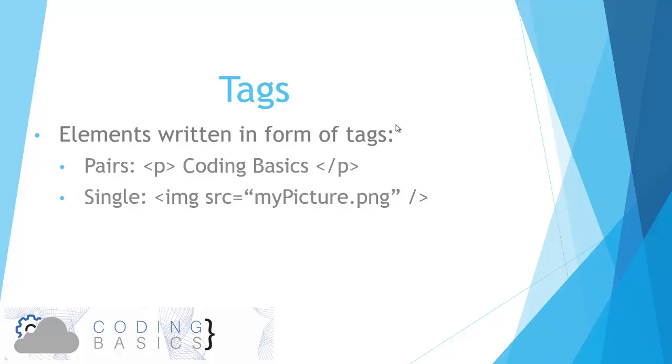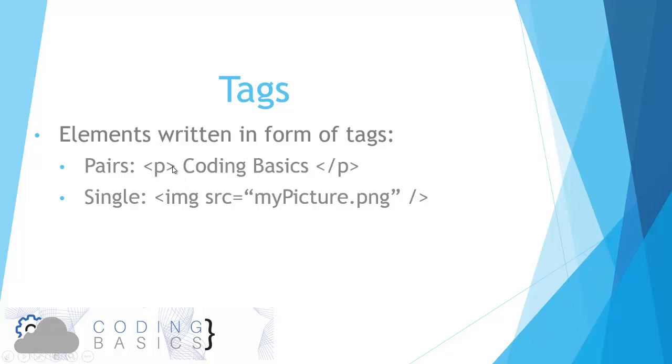So elements are written in the form of tags. In HTML, you have a document, which is your web page. Inside there, you have a bunch of tags that lay out the structure of your website. Now, there are two different types of tags. Something called pairs. So right here, this is a paragraph. This is what you call a paragraph tag. Any tag starts and ends surrounded by angled brackets. So this is a pair of tags.